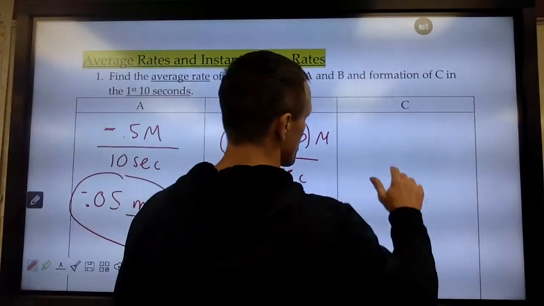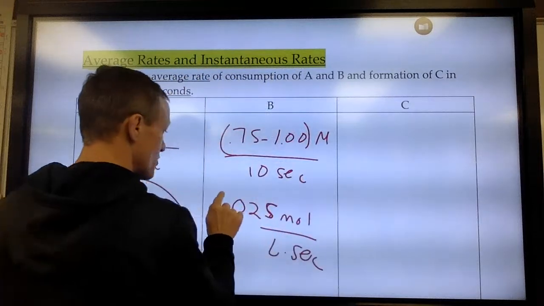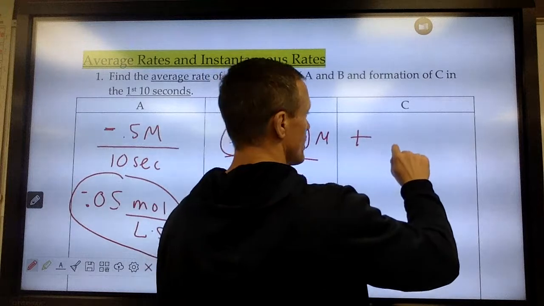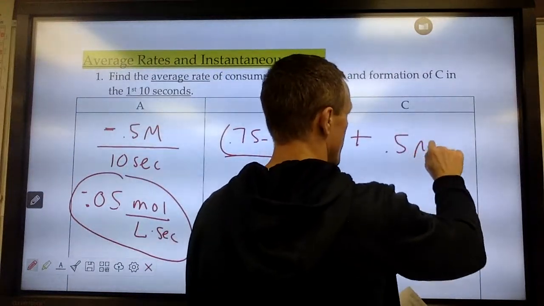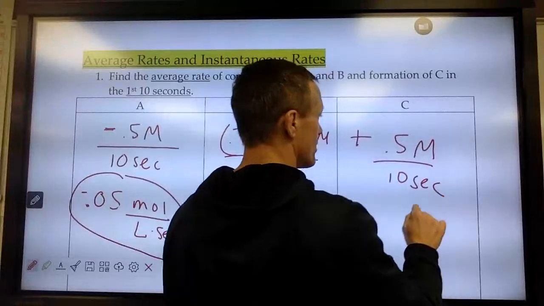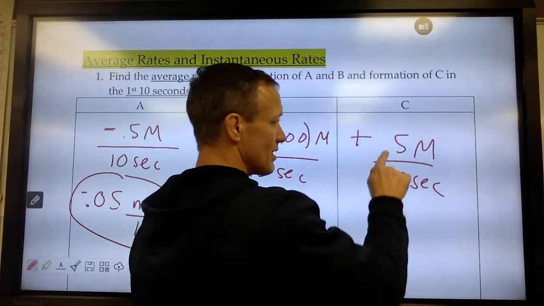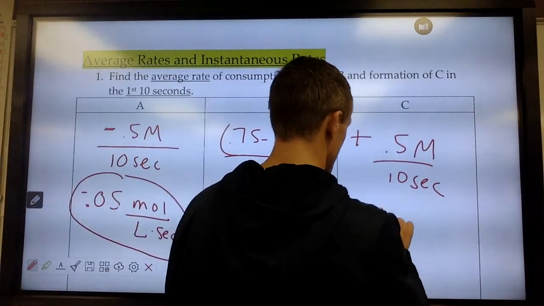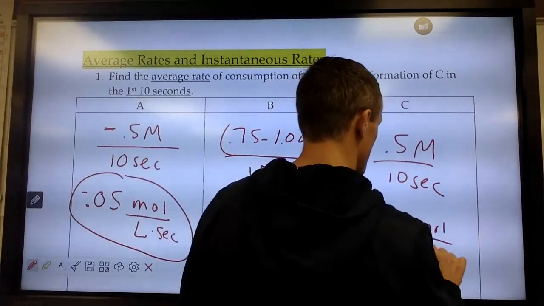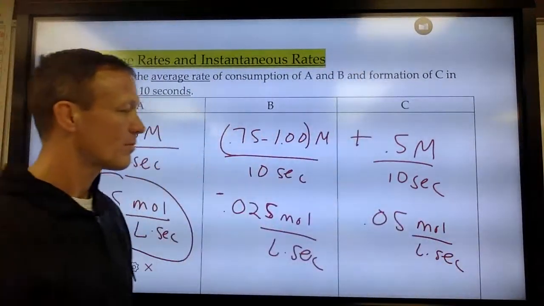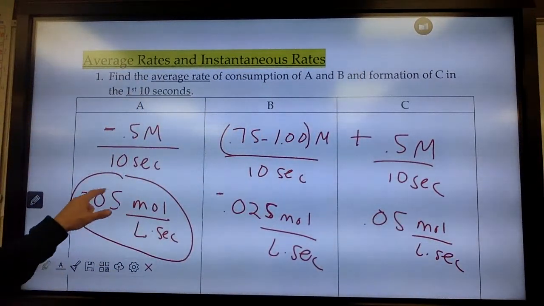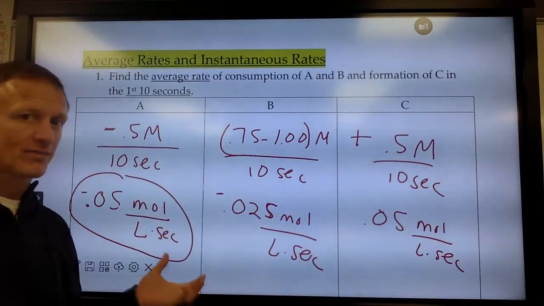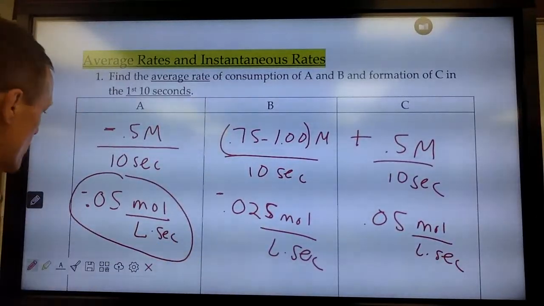If we were doing C, its change in molarity was, this one is still negative because it's decreasing by that much. This one is positive because it's increasing. It's going up by 0.5 in 10 seconds. That's its change in molarity. Again, this is the change, not what it actually is at. So it'd be 0.05 moles per liter per second. This is not the speed it was changing each second, but the average speed it was changing per second. So again, the reaction tends to slow down as we go.